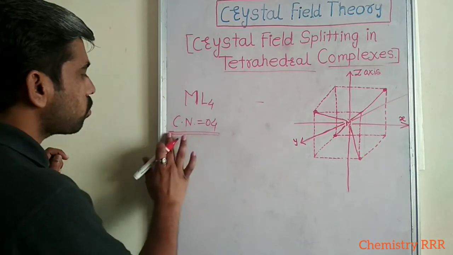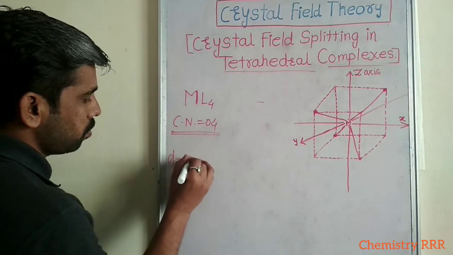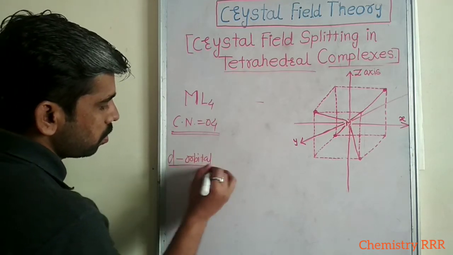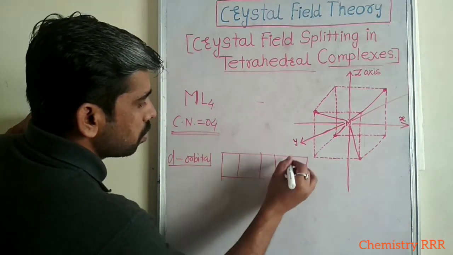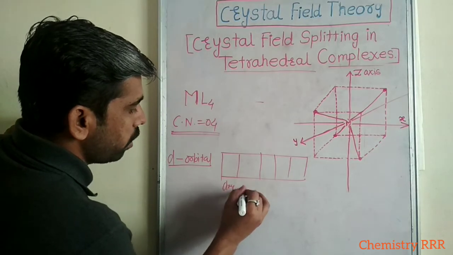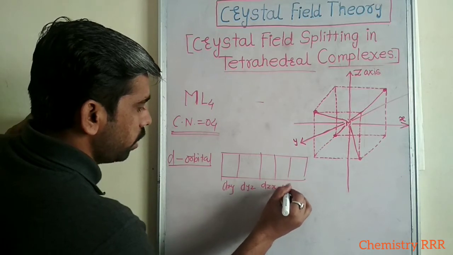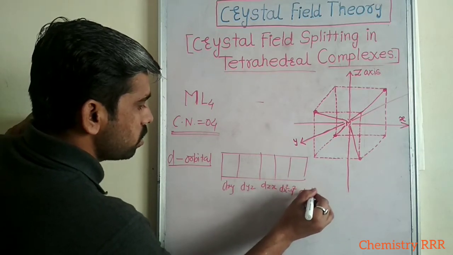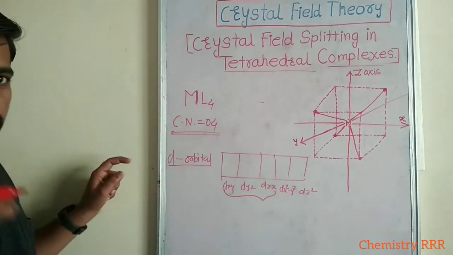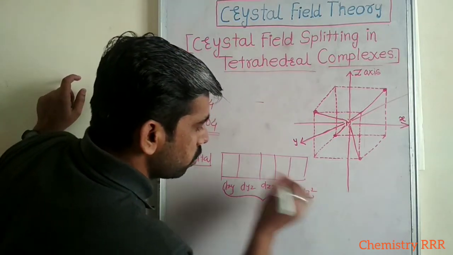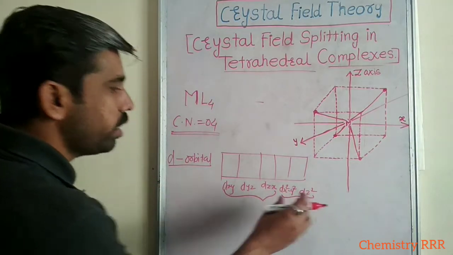Now you know that there are a total of 5 d orbitals, that is dxy, dyz, dzx, then dx minus y square, and the last one is dz square. Okay, these 3 orbitals are present in between the axes, and these 2 orbitals, that is dx minus y square and dz square, are present along the axes.